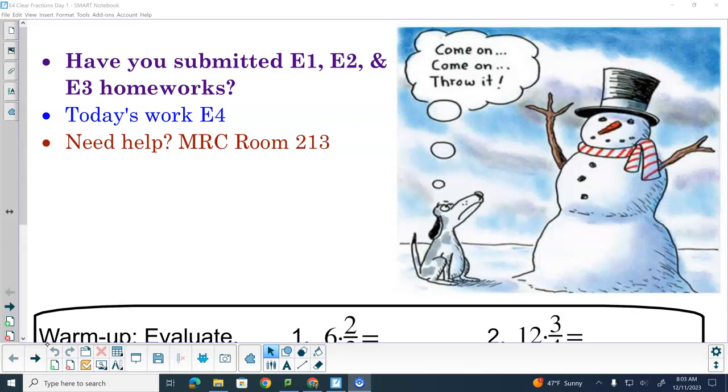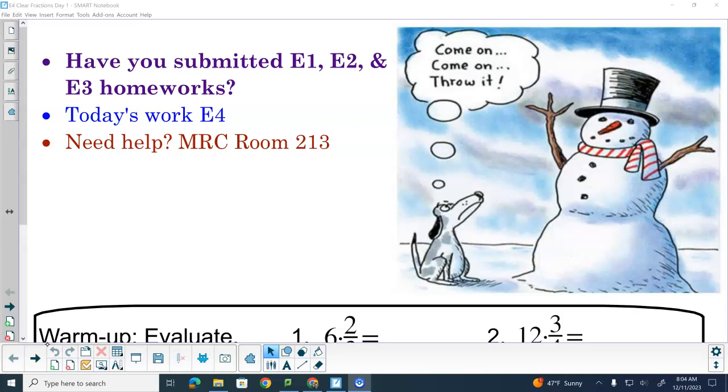If you haven't turned in your E1, your E2, and your E3, those were the 3 that you got last week, make sure you get that turned in. Also, if you haven't turned in your retina burning red formative from over the weekend, make sure you get that turned in. So we got plenty of stuff to be doing.